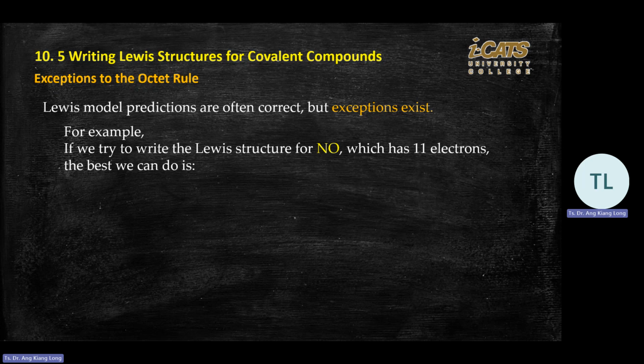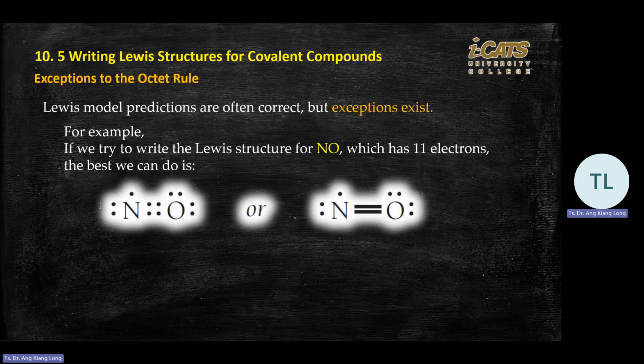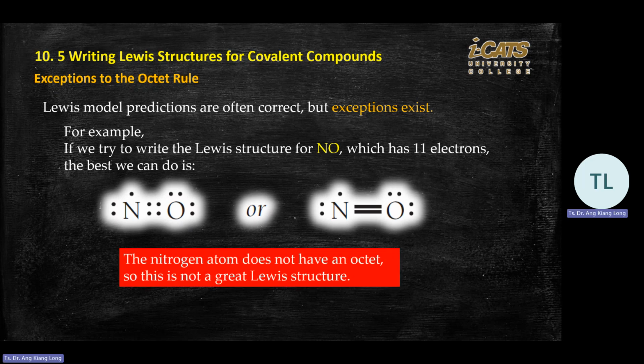For example, NO. For NO, you get 11 electrons. You should be able to understand if you see 11 electrons. N is 5, O is 6. So it's 11. The best you can do is something like this. N 5, O 6, and then you have a double bond. Nitrogen does not have an octet. So this is not a great Lewis structure. It's just an extreme case.